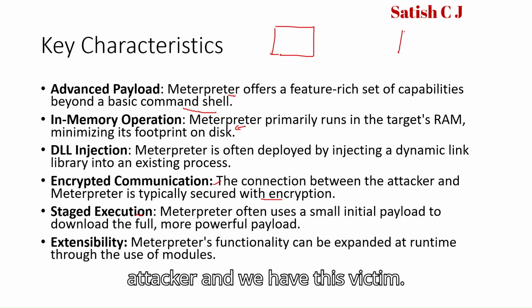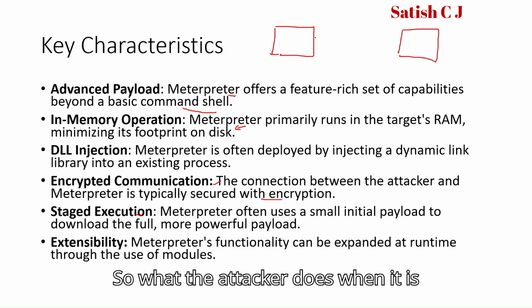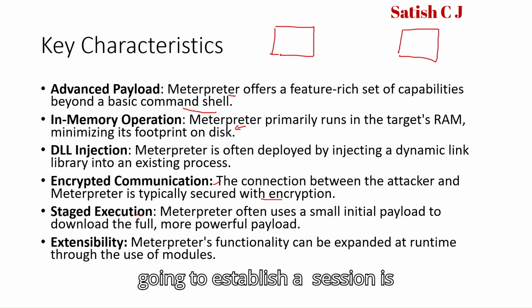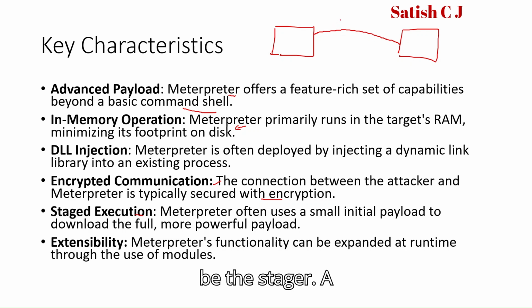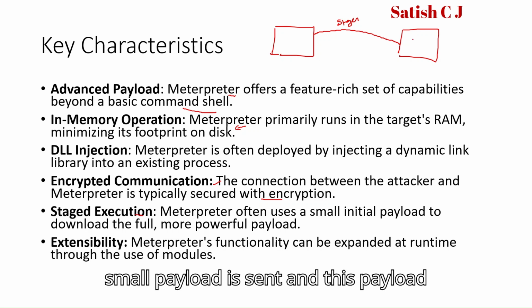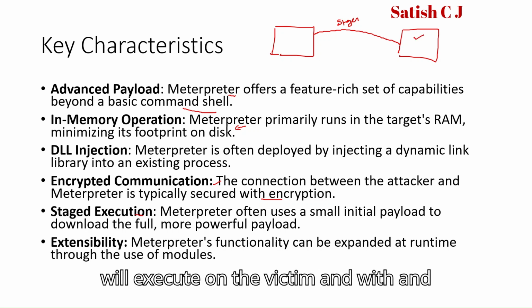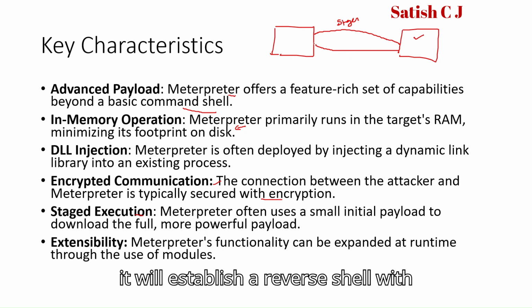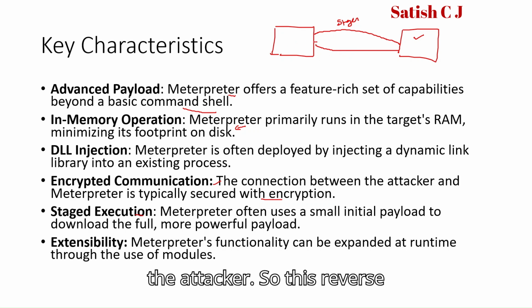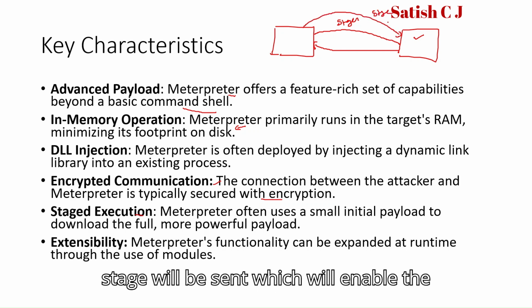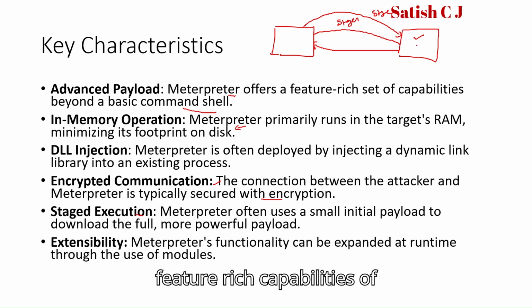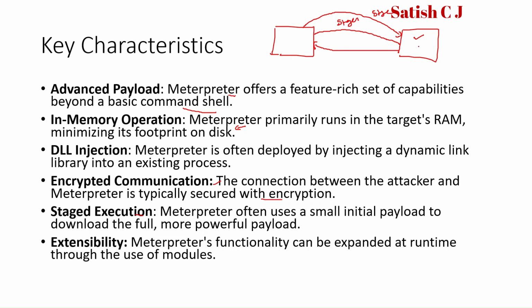Staged execution. What the Meterpreter payload does is, we have this attacker and we have this victim. What the attacker does when establishing a Meterpreter session is, first, a small payload, which you call the stager, is sent. This payload will execute on the victim, and it will establish a reverse shell with the attacker. Then a larger part of the payload, the next stage, will be sent, which will enable the feature-rich capabilities of Meterpreter.